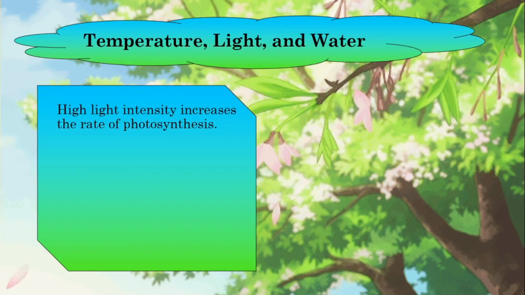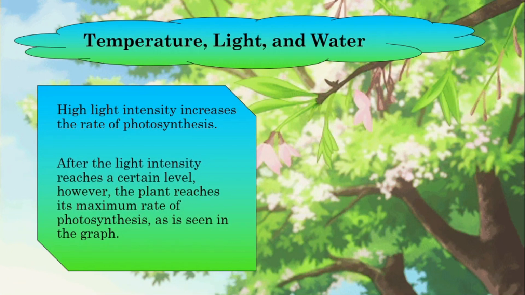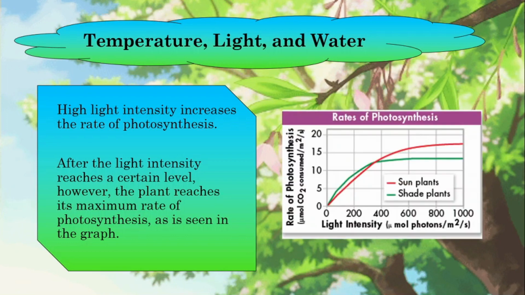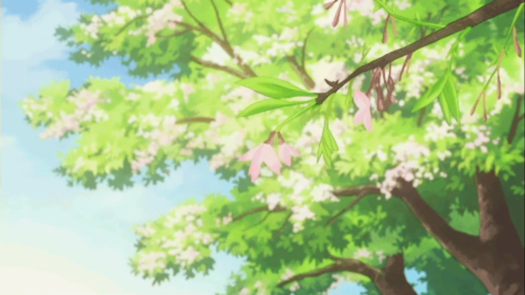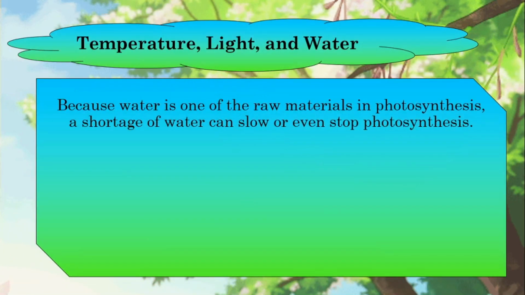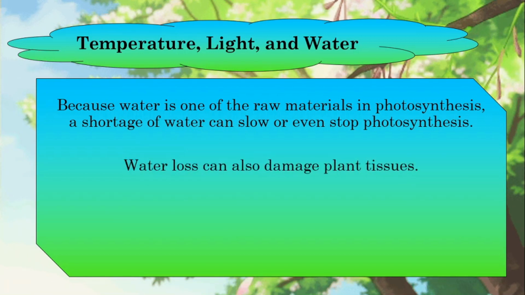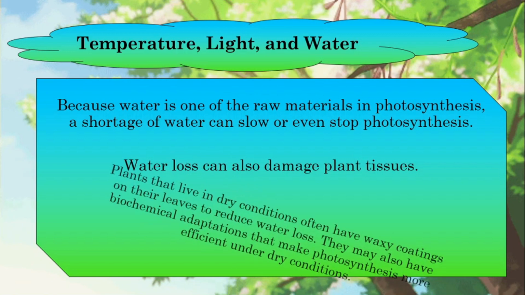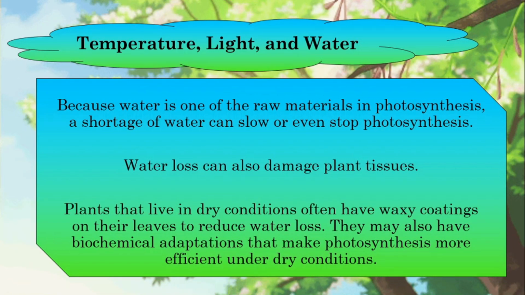A high light intensity increases the rate of photosynthesis. After the light intensity reaches a certain level, however, the plant reaches its maximum rate of photosynthesis, as seen in the graph. Because water is one of the raw materials in photosynthesis, a shortage of water can slow or even stop photosynthesis. Water loss can also damage plant tissues. Plants that live in dry conditions often have waxy coatings on their leaves to reduce water loss. They may also have biochemical adaptations that make photosynthesis more efficient under dry conditions.